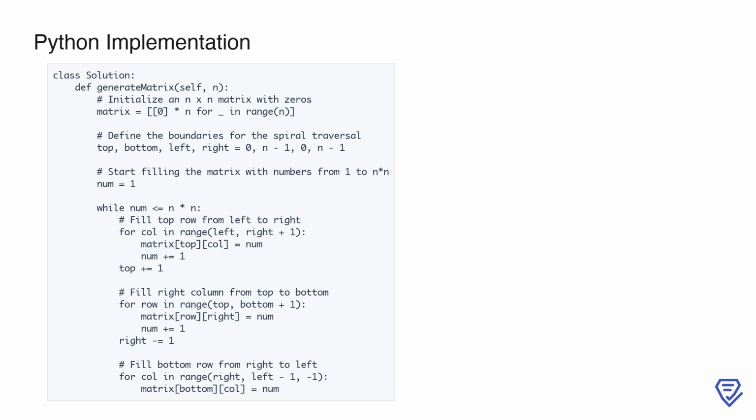Next, we handle the right column by iterating from the top boundary to the bottom boundary. Again, for each row in this range, we assign the current number value, increment it, and then adjust the right boundary by moving it inward. Finally, we process the bottom row by iterating in reverse, from the right boundary back to the left boundary, filling in numbers as we go.